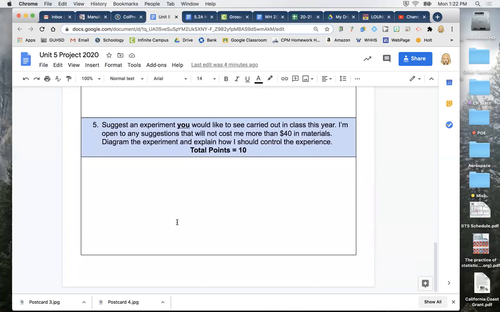And the very last one, suggest an experiment you would like to see carried out in your class this year. I am open to any suggestions that won't cost me more than $40 in materials. I'd love to do an experiment on you guys on the day that we come back. And then you're going to diagram that experiment and explain how I could control the experiment. Like, what would I need to put in place before I actually did it?